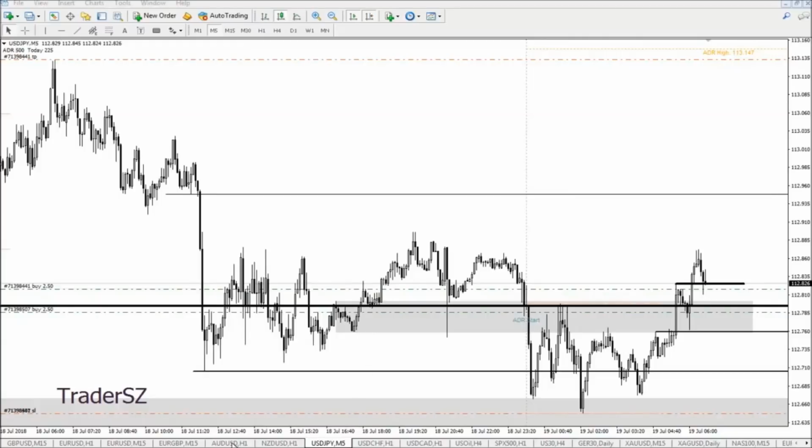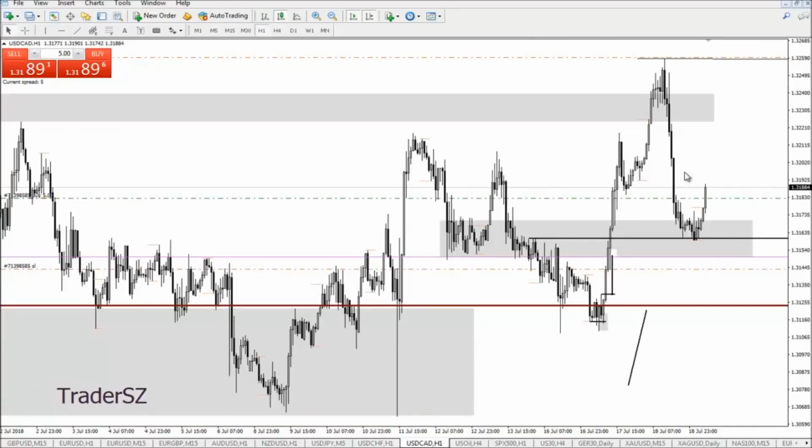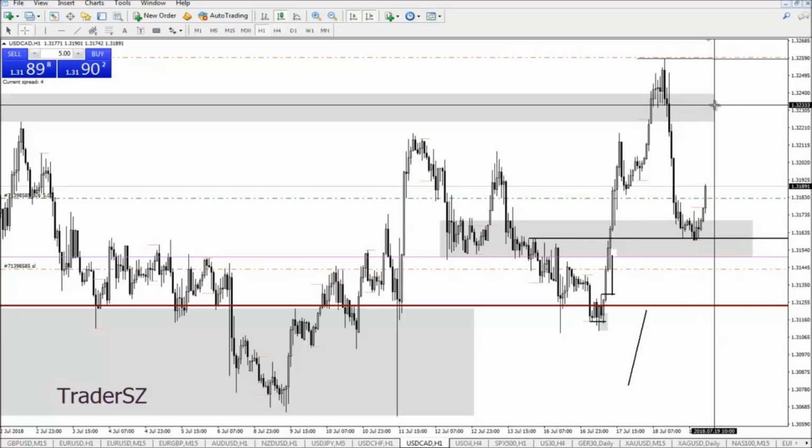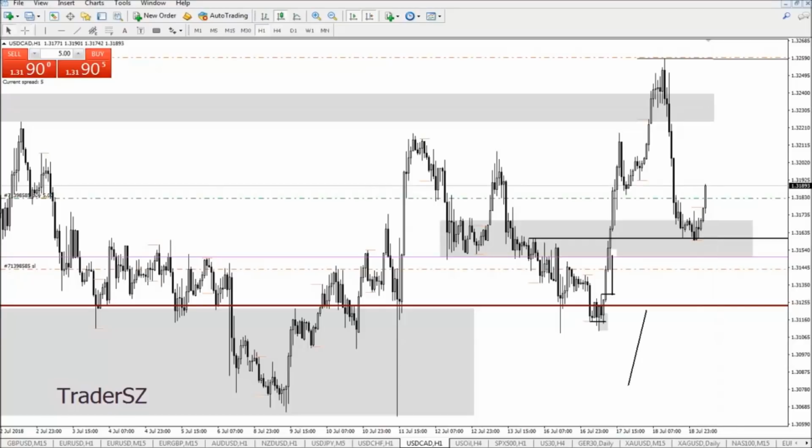So what's this dollar CAD saying? Okay, dollar CAD's pushing up. Should take out these stops here. But short term, you'd probably be reaching for this H1 block as well. Okay, short term.